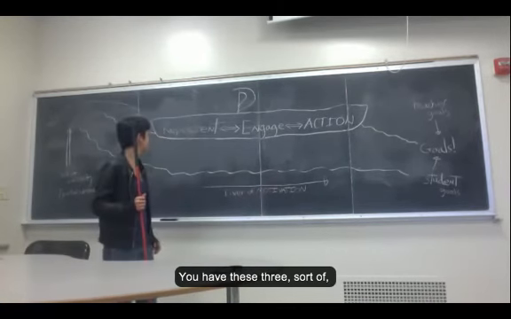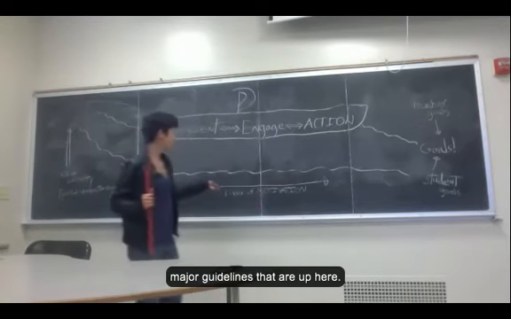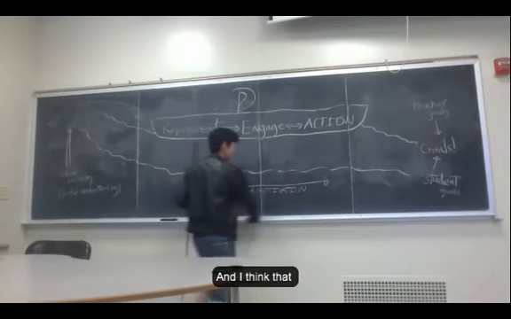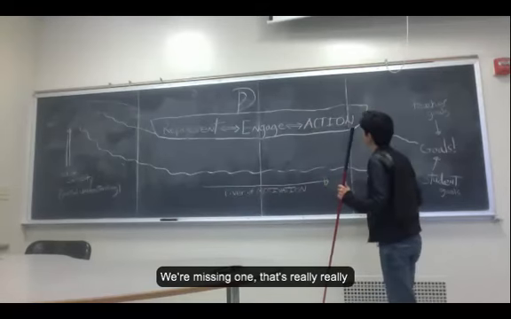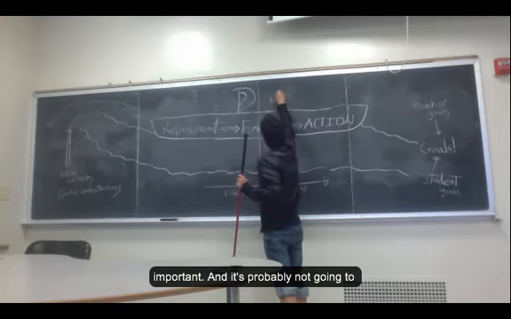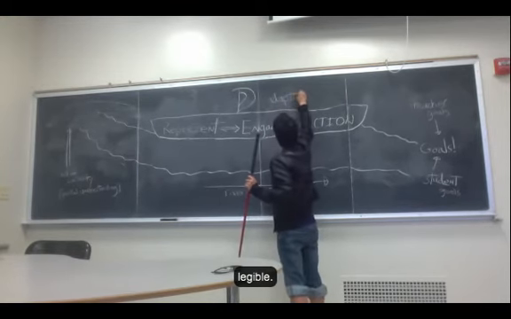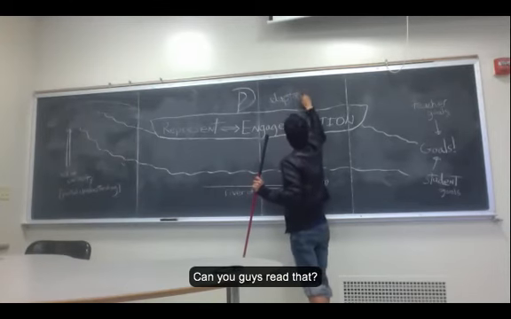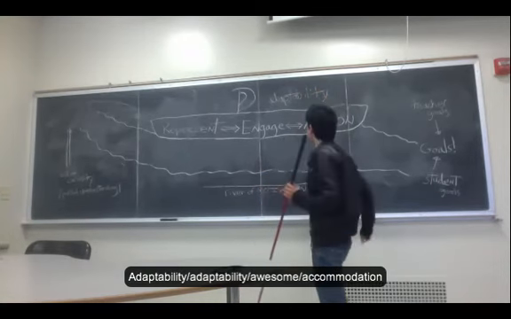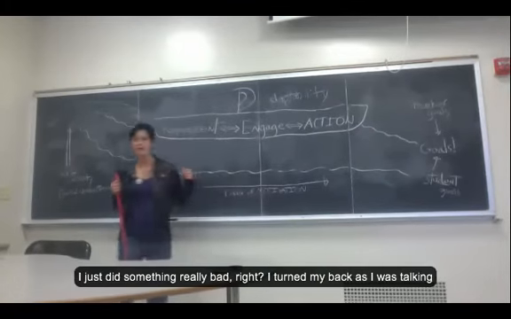And we have these three sort of major guidelines that are up here. Stepping in course. And I think we're missing one that's really, really important. It's probably not going to be legible. Can you guys read that? Adaptability. Awesome. Accommodation strategies. Flexibility in use. And I just did something really bad, right?